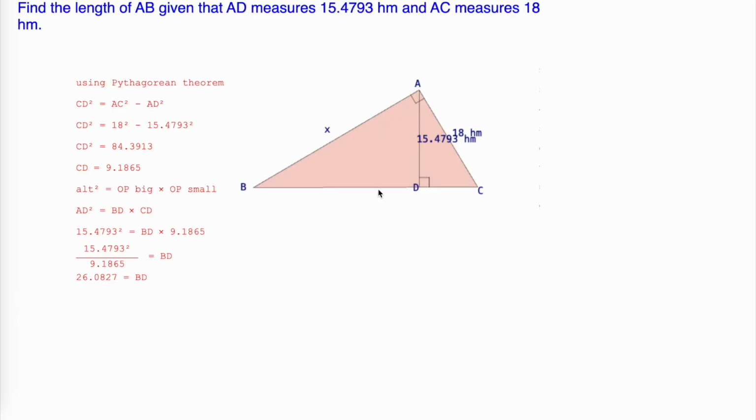Now we know this, we can use Pythagoras' theorem to get the x. Using Pythagoras' theorem, AB squared is AD squared plus BD squared. We just figured out BD. It is 15.4793 squared plus 26.0827 squared, which gives us 919.916. Take the square root of both sides. AB is equal to 30.3301 hectometers. And that's it for level 12.